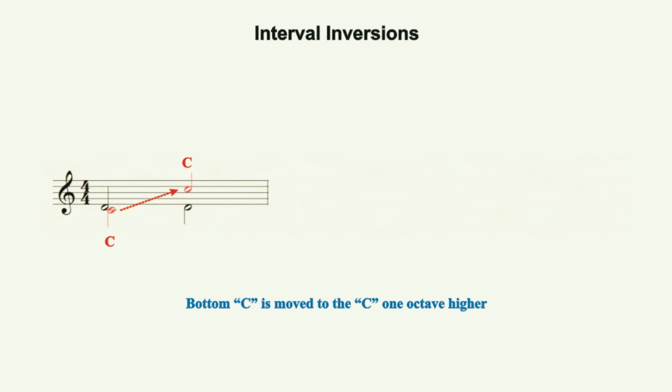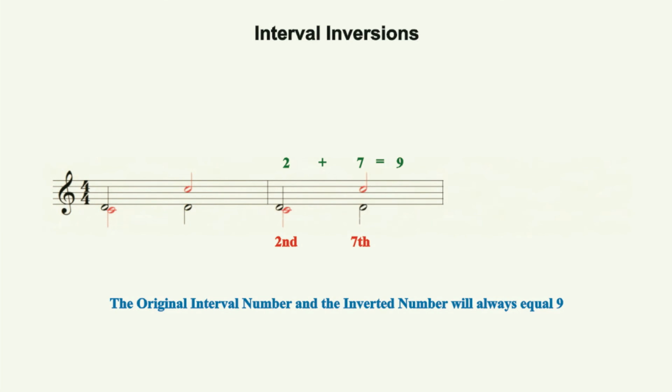As an example, we show here, in its original position, a C to D major second where the bottom note is a C natural. To make the inversion, we move the C natural from the bottom position below the D natural one octave higher to a position above the D natural. Whenever we invert an interval, the original interval number, whether a unison, second, third, fourth, fifth, sixth, seventh, or octave, when added with its inverted number, will always equal 9. Thus, a unison, or 1, will become an octave, or 8, upon inversion.